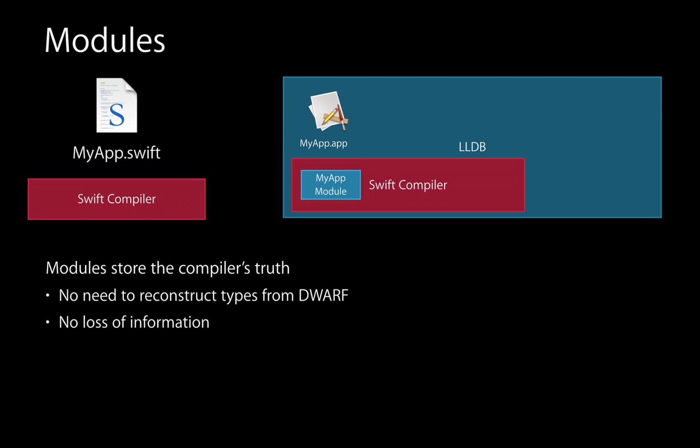That is what happens in Swift. The Swift compiler generates a module, which is the compiler's understanding of the truth of your program at the time it was being compiled. lldb's copy of the Swift compiler ingests that module information and can use it to reproduce the type system that the compiler was seeing at the time your program was being compiled. There's no loss of information, and there's no need for the intermediate step of recreating the types back from DWARF.